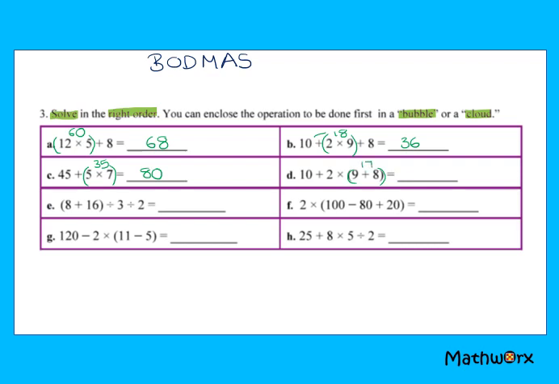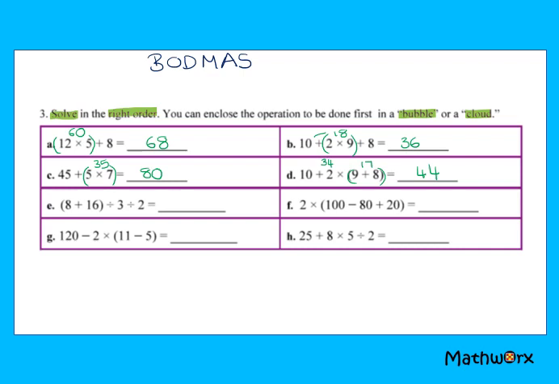And then BODMAS, we have to do multiplication. What's 2 times 17? It is 34. I'm just going to write it at the top here so we don't forget it. And 34 plus the 10 gives me 44.